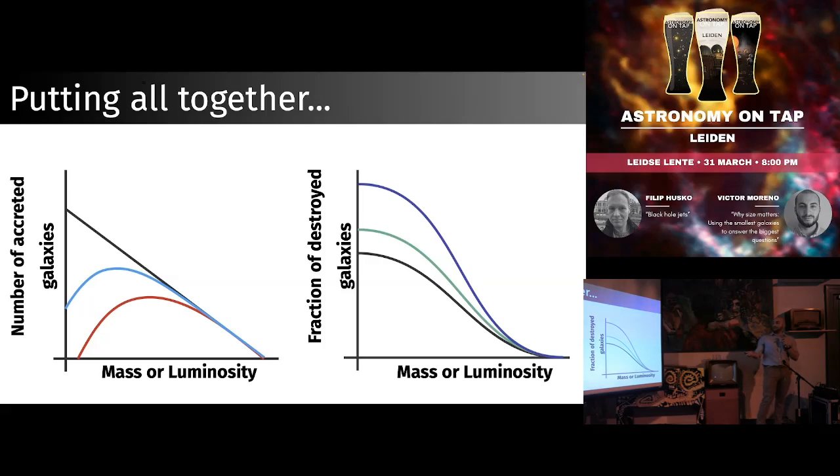Different dark matter models can also change how many of these galaxies you destroy. Again, this is the fraction of destroyed galaxies as a function of their mass or luminosity. If you imagine one case where we saw more disruption, then you would see this curve being higher, which is what we see here, whereas a more resilient dark matter model will be a lower curve.